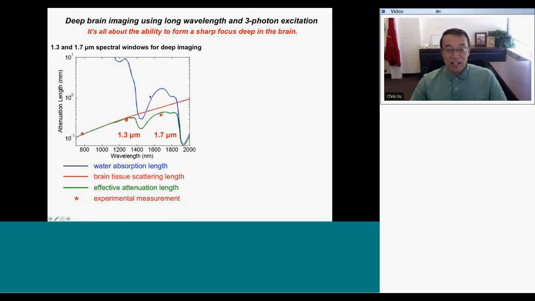If you combine those two effects together, absorption in the blue, scattering in the red, you end up with a green curve over here, which shows you the effective tissue attenuation length as a function of excitation wavelength. The longer, the better. You can see that clearly 1300 nanometer window and 1700 nanometer window are quite optimal for deep tissue penetration. And these 3 stars are experimental data obtained by various groups, including ourselves. And you can see the simple model works quite well for explaining tissue attenuation in the brain.